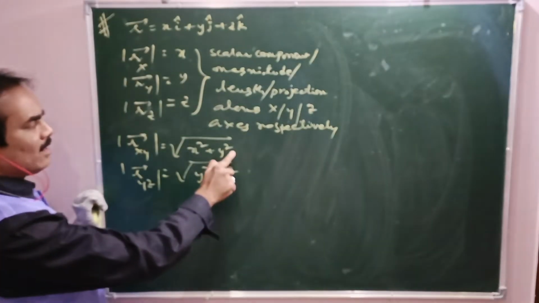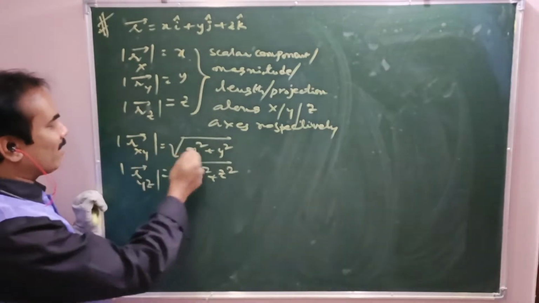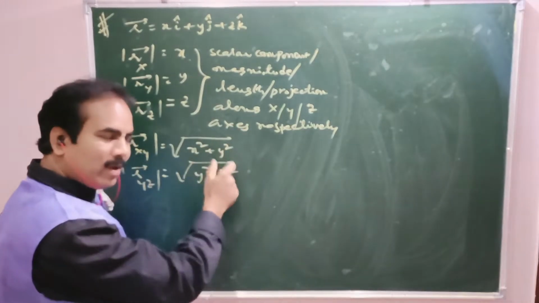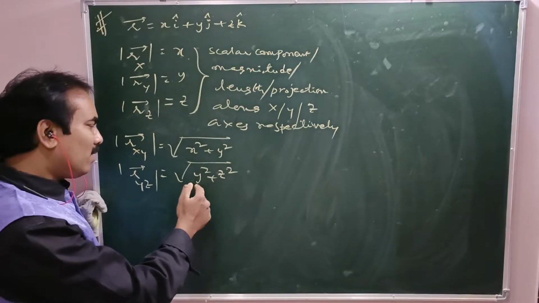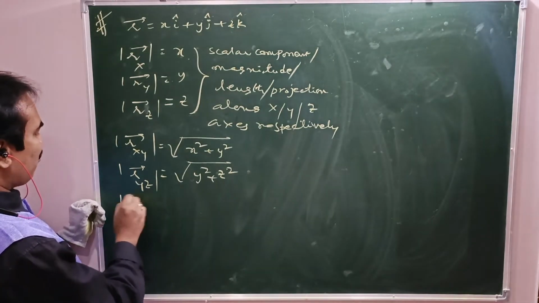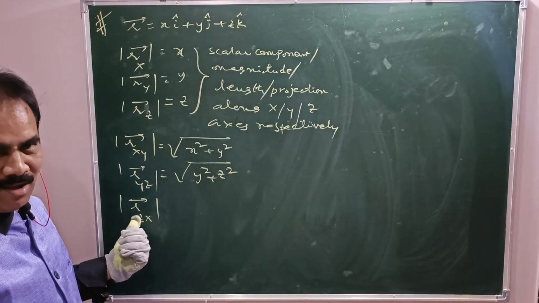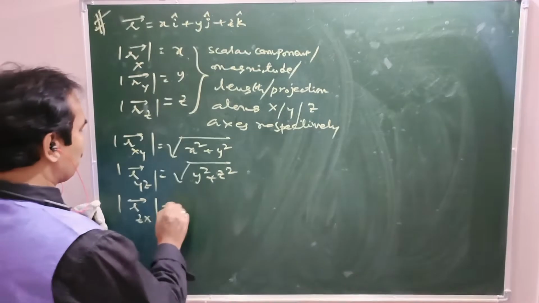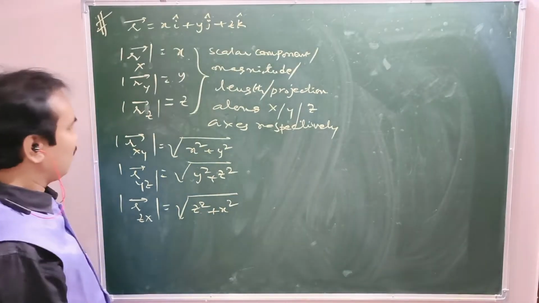Here the z component is 0, here the x component is 0. Here the xy plane means root over x square plus y square: take the x and y coordinates. Here the yz plane means take the y coordinate and z coordinate, leave off the x coordinate. Okay. Similarly, mod r bar zx plane: the length of r bar in the zx plane means root over z square plus x square.